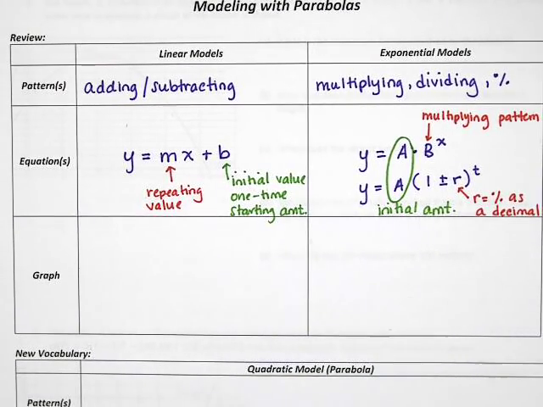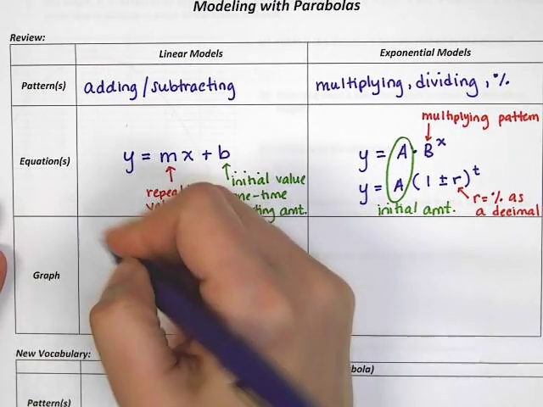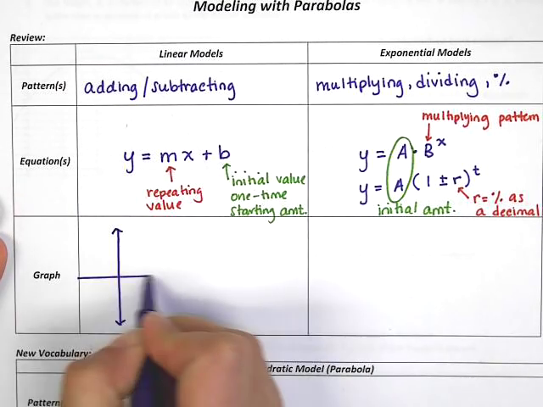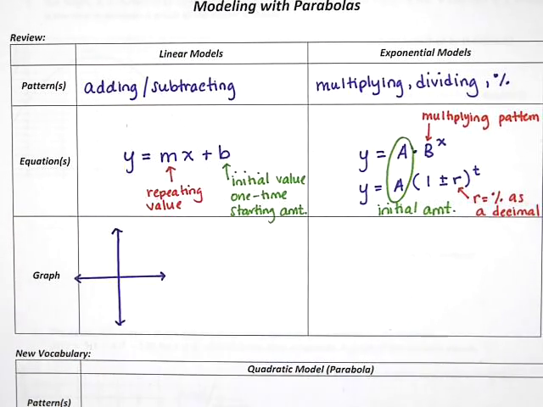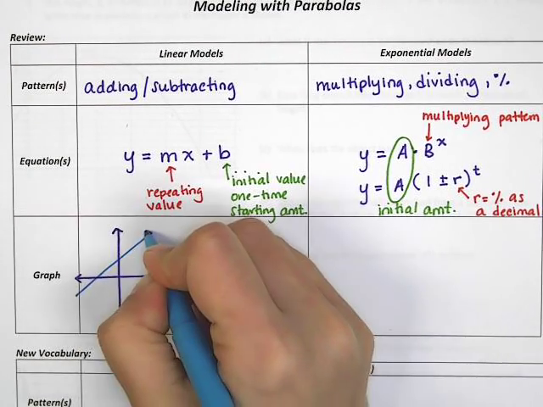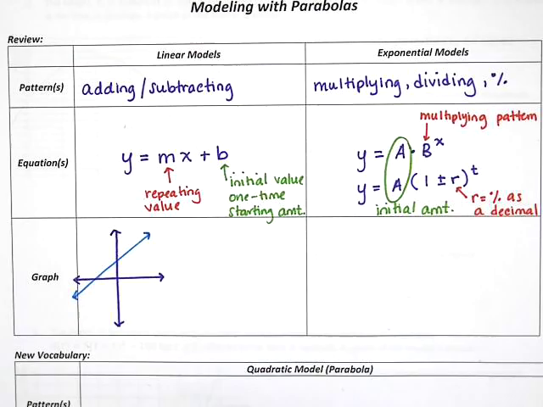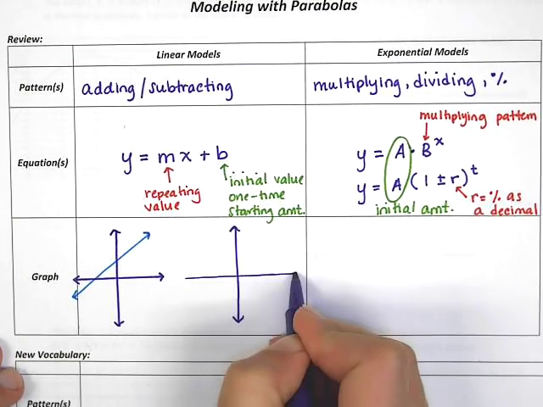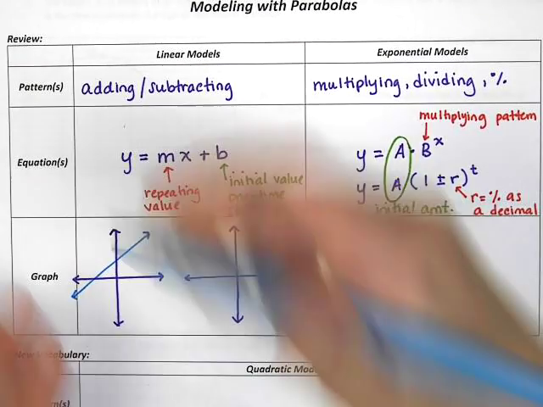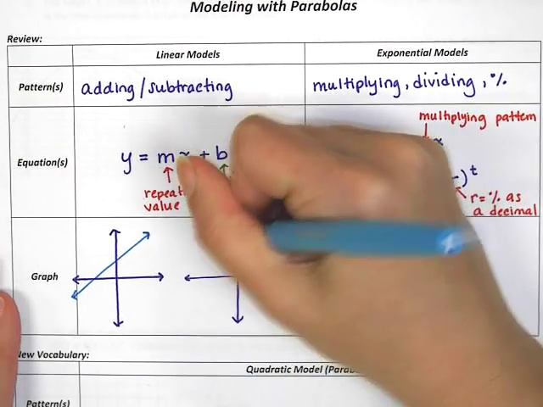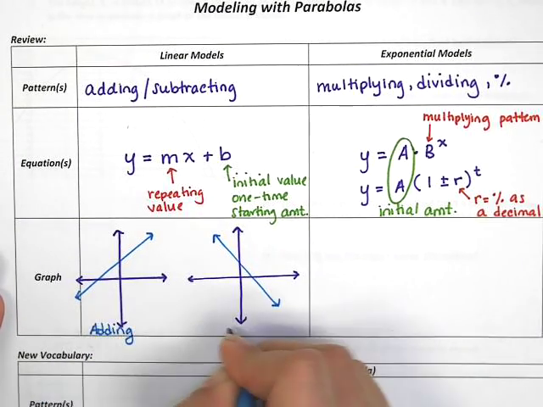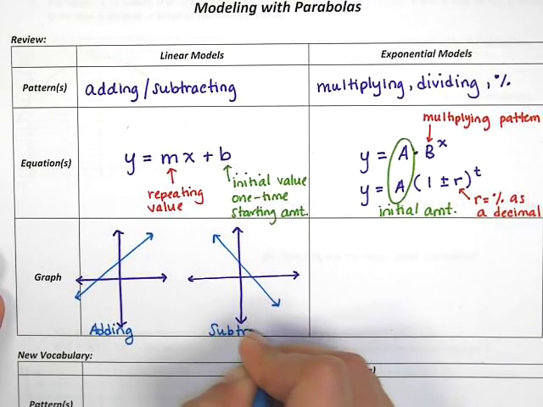Finally, we discussed the types of graphs we might see. So when we have a linear pattern, a linear model with an adding or subtracting pattern, we might end up with a graph that is going uphill if we are adding the same amount every time. Or we might end up with a graph that is going downhill if we are subtracting the same amount every time. So this would be for your adding patterns, and this would be for your subtracting patterns.